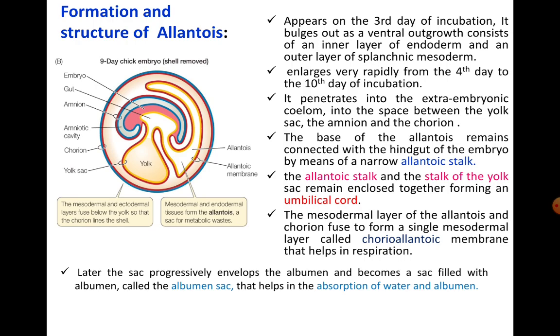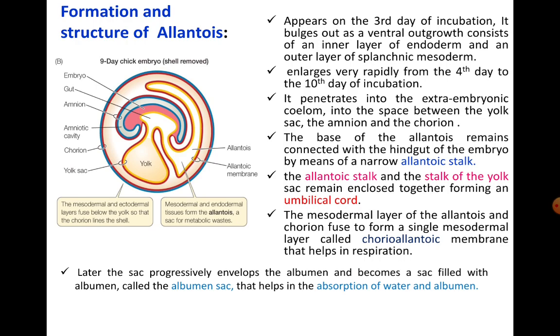Now this allantois appears on the 3rd day of incubation, and it bulges out as ventral outgrowths consisting of an inner layer of endoderm and an outer layer of splanchnic mesoderm. I hope you understand this. So these two layers together, which two layers? Endoderm and the outer layer of splanchnic mesoderm.